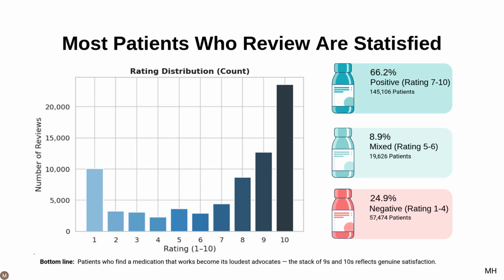To better understand patient sentiment, we grouped reviews into three categories: positive, mixed, and negative. As shown here, about 66% of the reviews were positive, while roughly 25% were negative. Overall, the data suggests that most patients are satisfied with their medication. However, nearly 1 in 4 reviews reported negative experiences, often related to side effects, lack of effectiveness, and unmet expectations. This highlights the importance of looking beyond overall ratings and understanding both positive and negative patient experiences to gain a more complete picture of medication performance.